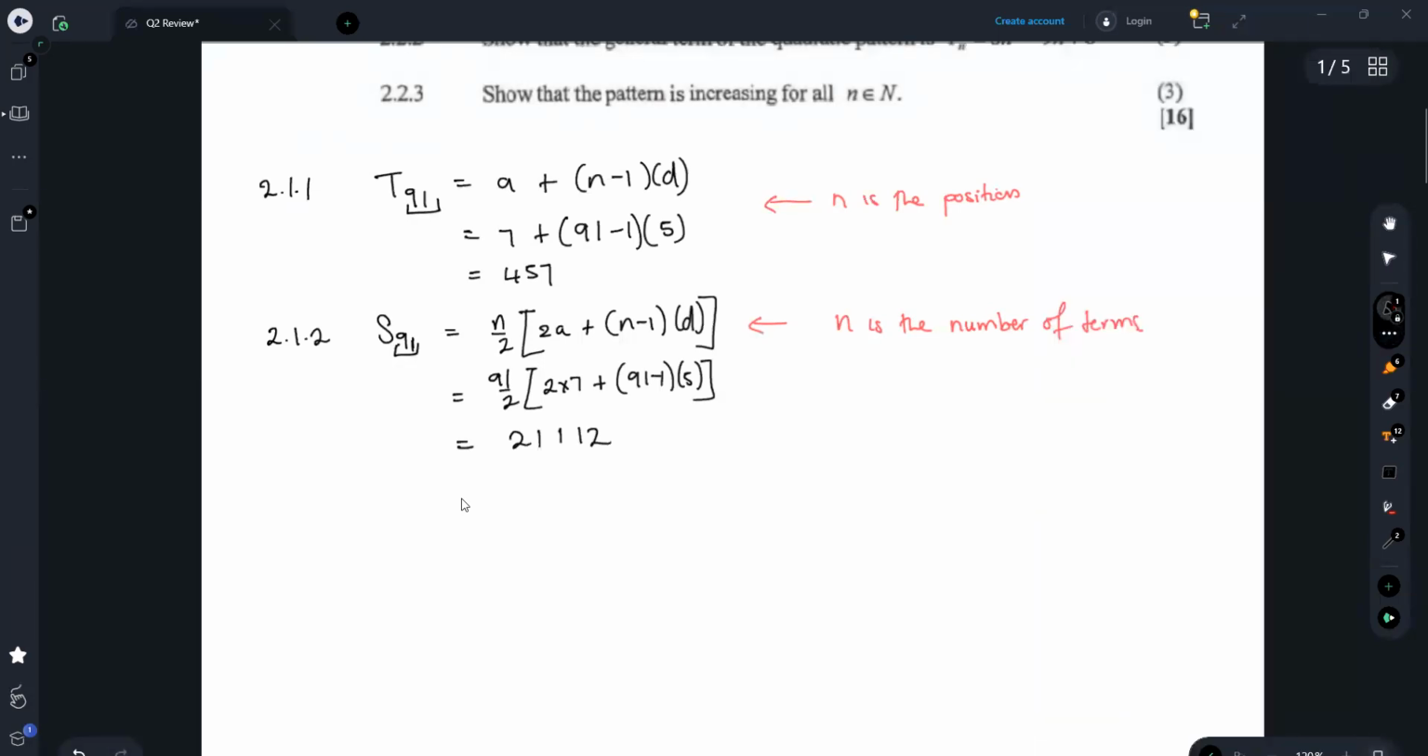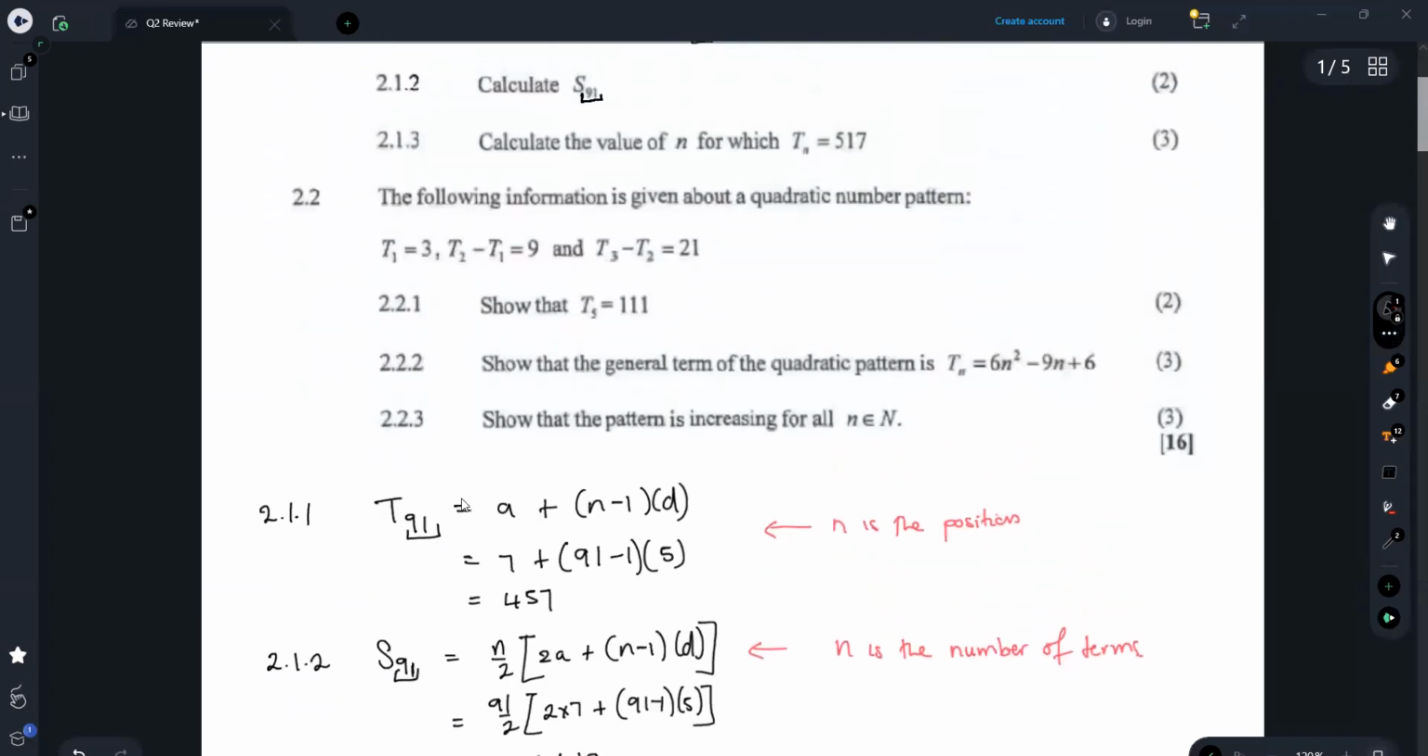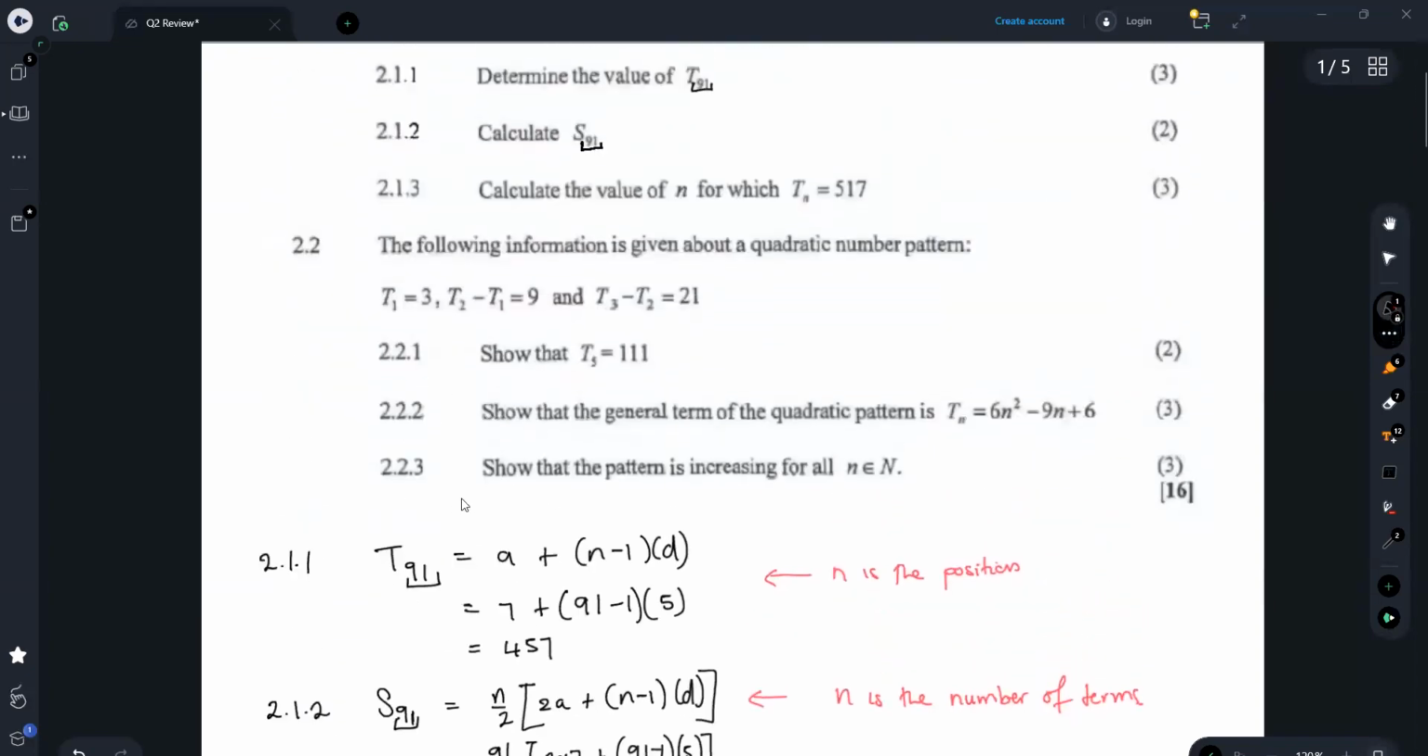Okay, let's go on. We have 2.1.3 down here. So let's go back to our question up there. Now they say calculate the value of n. So now for which T of n is 517. Okay. So now this n here, will it be the position or will it be the number of terms? Well, we are guided by this guy here.